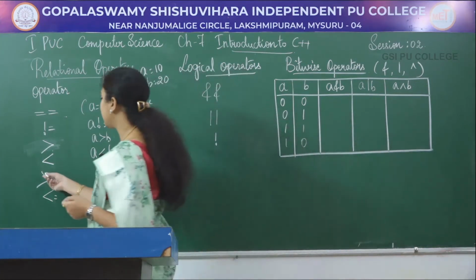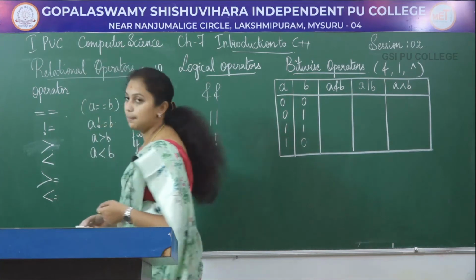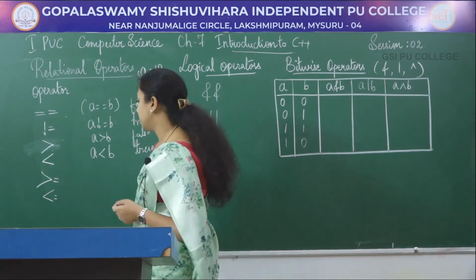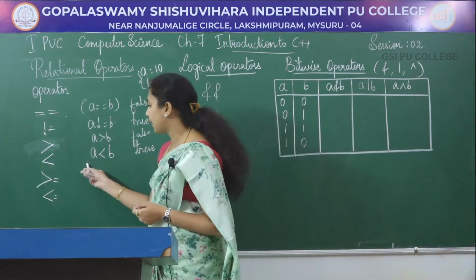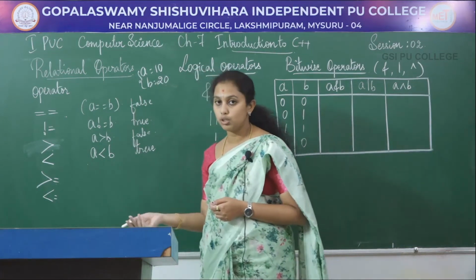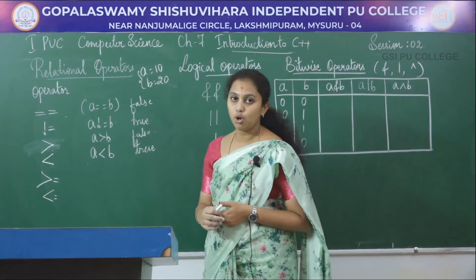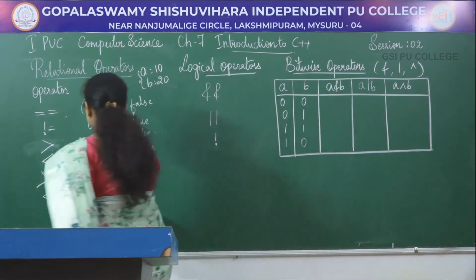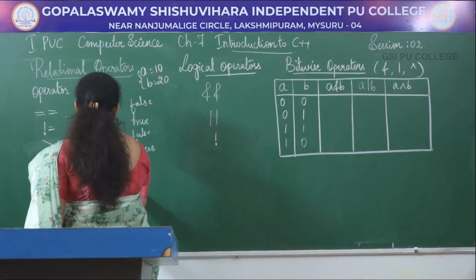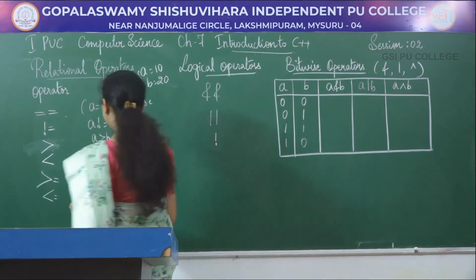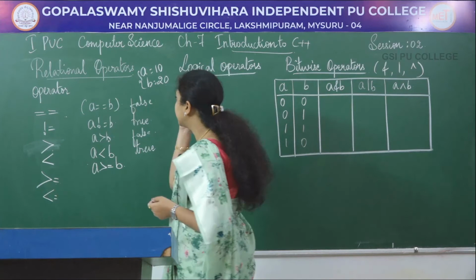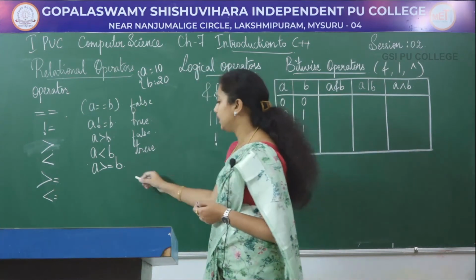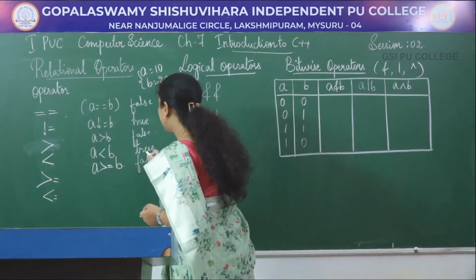Next one is greater than or equal to symbol. So this operator checks whether the value of the left operand is greater than or equal to the value of the right operand or not. So here we are checking whether A is greater than or equal to the value of B. So here 10 is not greater than or equal to B, hence the output will be false.